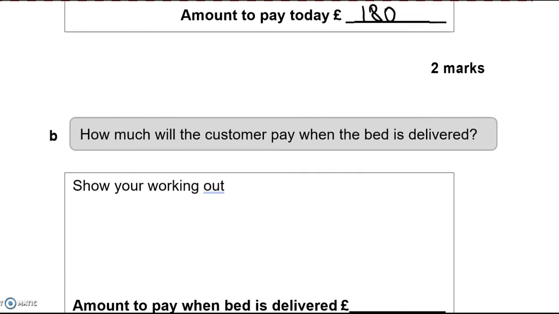How much will the customer pay when the bed is delivered? So 900 take away 180, that gives us £720.